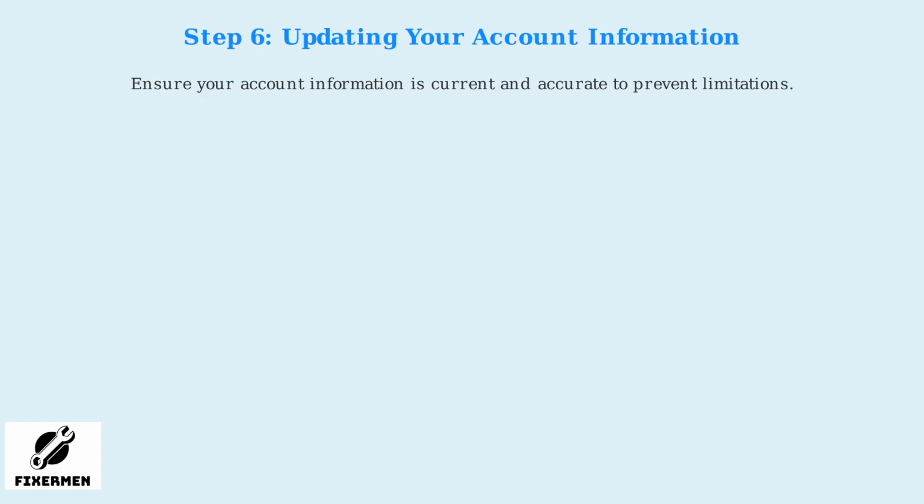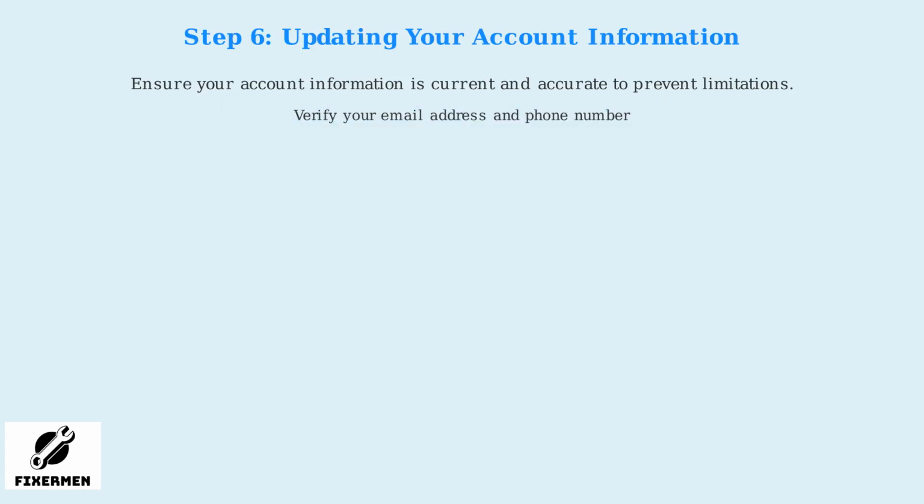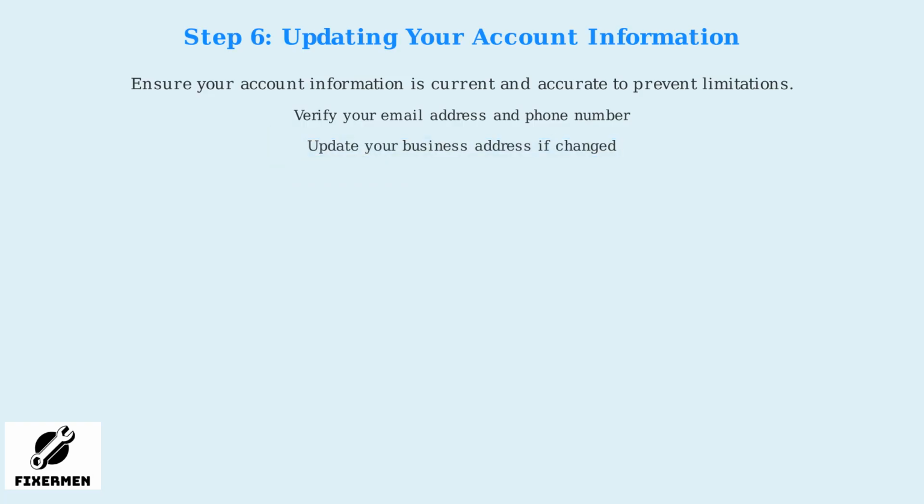Accurate details help avoid limitations and ensure smooth account access. First, verify your email address and phone number in your account settings. This confirms your identity and enables secure communications. If you've moved or changed your business address, update it promptly in PayPal settings. This maintains compliance with verification requirements. Remember, outdated or incorrect information can lead to account limitations. Keep everything current to maintain full access.